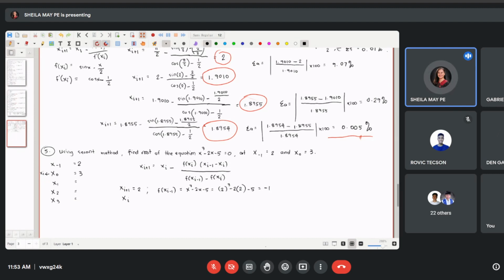x sub i, that's 3. So function of our x sub i would be 3 cubed minus 2 times 3 minus 5. That's 27 minus 6, that's 21, minus 5, 16.